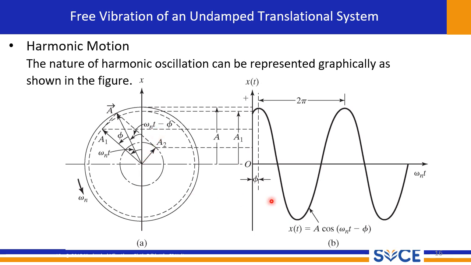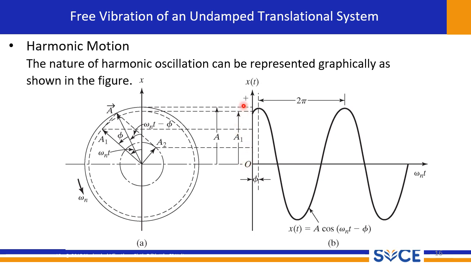Figure B shows the more conventional way to represent harmonic motion, a sine wave plotted against time. The x-axis represents time and the y-axis represents displacement. Notice how the displacement oscillates between positive and negative amplitudes, mirroring the projection of the rotating vector in the circle diagram. The amplitude of the sine wave corresponds to A naught in equation 2.3 and represents the maximum displacement from equilibrium.